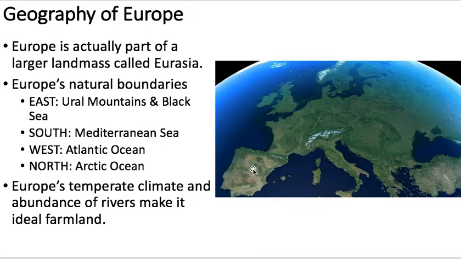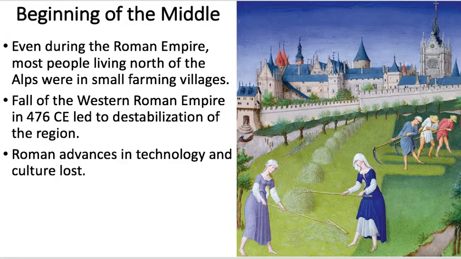In Europe, they have a generally temperate climate, meaning they have all four seasons, and they have a lot of rivers because of the mountains right here, and here, and here, that allow them to have a lot of natural water resources in the area, and this is going to make Europe great for farmland, which is going to be great in the Middle Ages because a lot of people are going to live as farmers. Even during the Roman Empire, most people living north of the Alps, not living in the areas of Greece and Italy, lived in small, isolated farming villages or nomadic tribes.